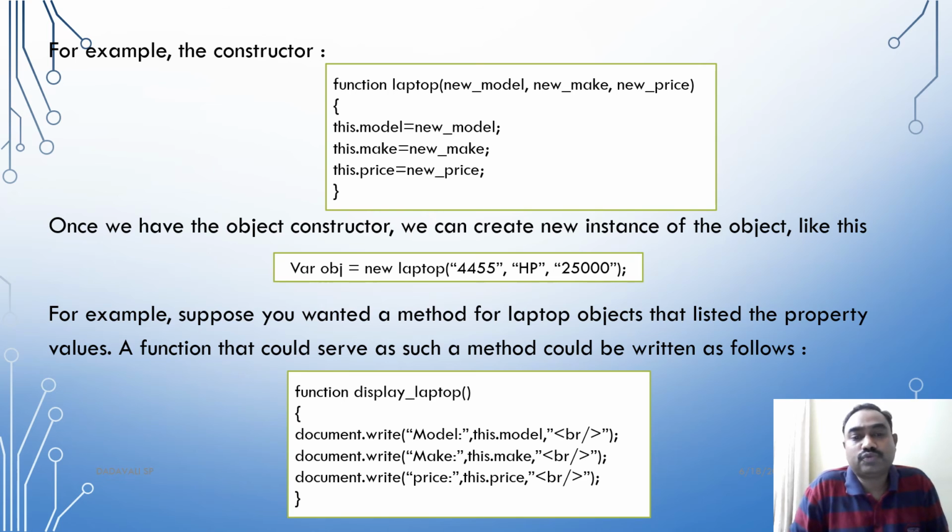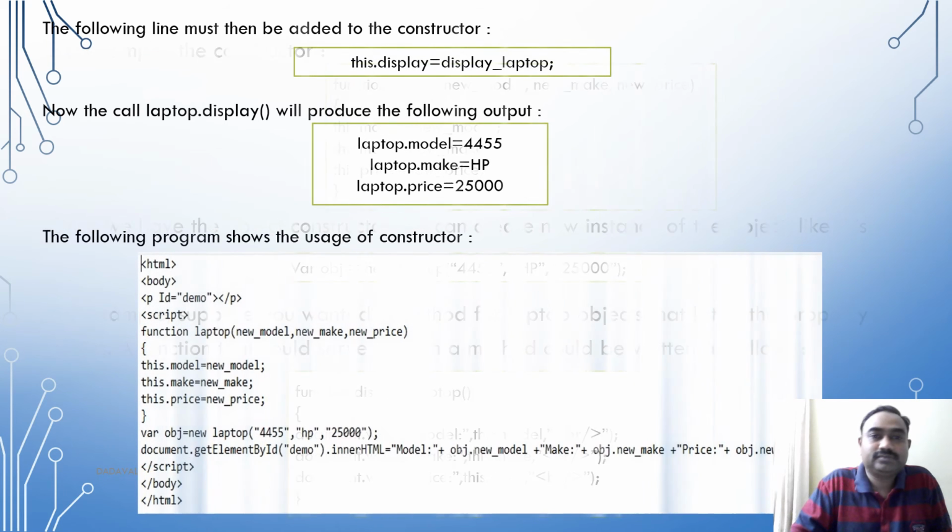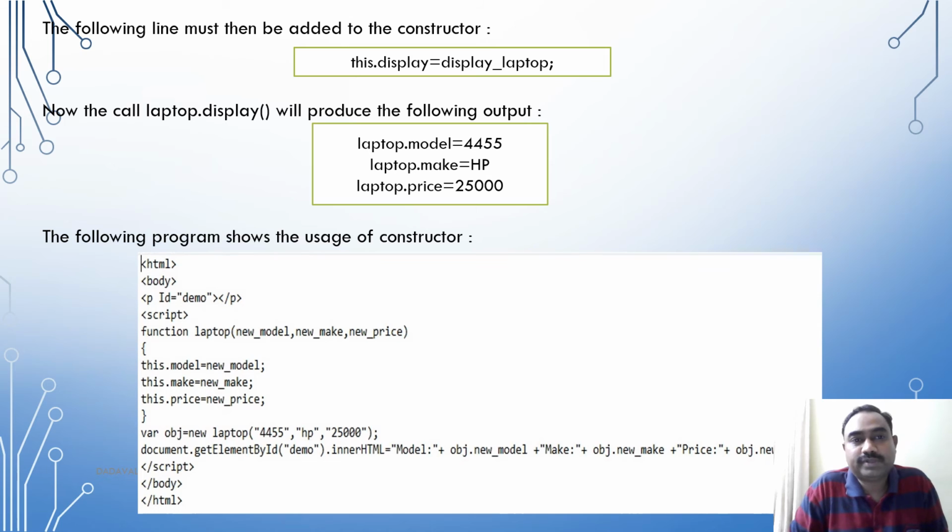For example, suppose you wanted a method for a laptop object that lists the property values. A function that could serve as such a method could be written as follows. Here, within the function display laptops, you are displaying the values: this dot model, this dot make, this dot price. The following must be added to the constructor: this dot display equals display underscore laptop. Now when we call the laptop display method, it will produce the following output.